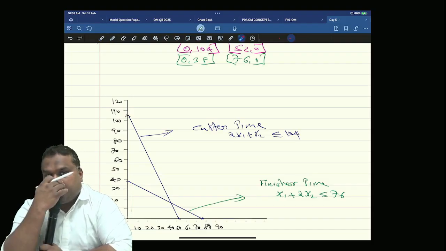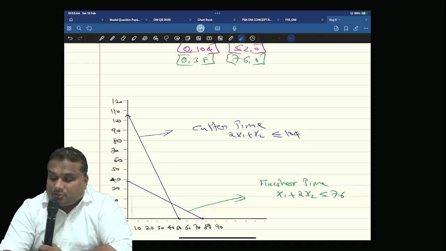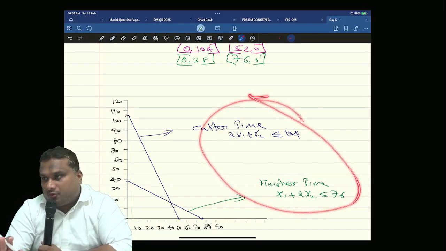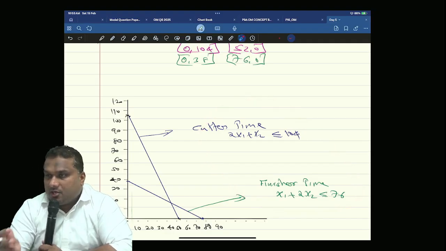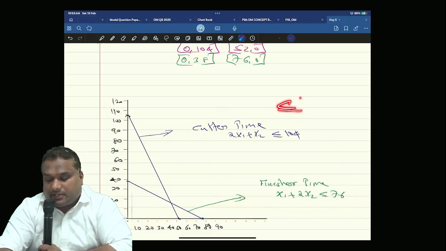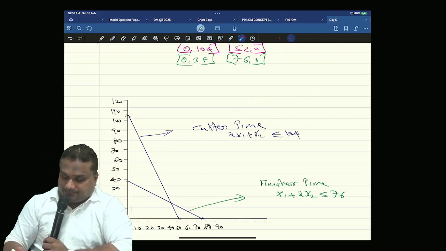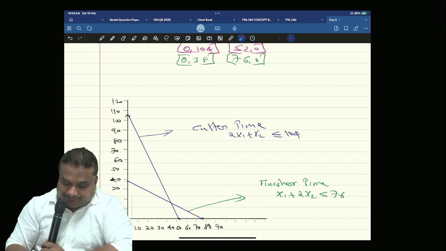Now look at the board. My dear friends, now listen. There are two ways to understand how to plot. One is the logical way, the second is the mathematical equation, looking at the less than or greater than sign. First, please understand logically.